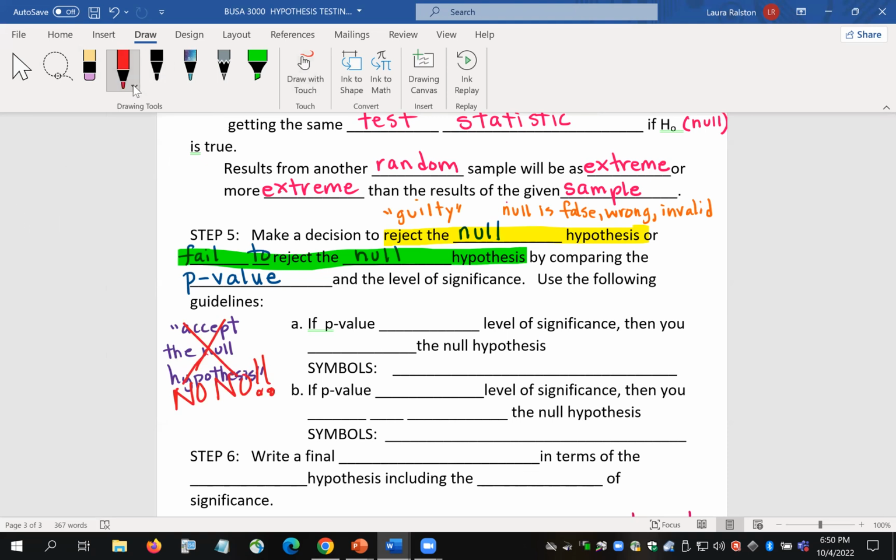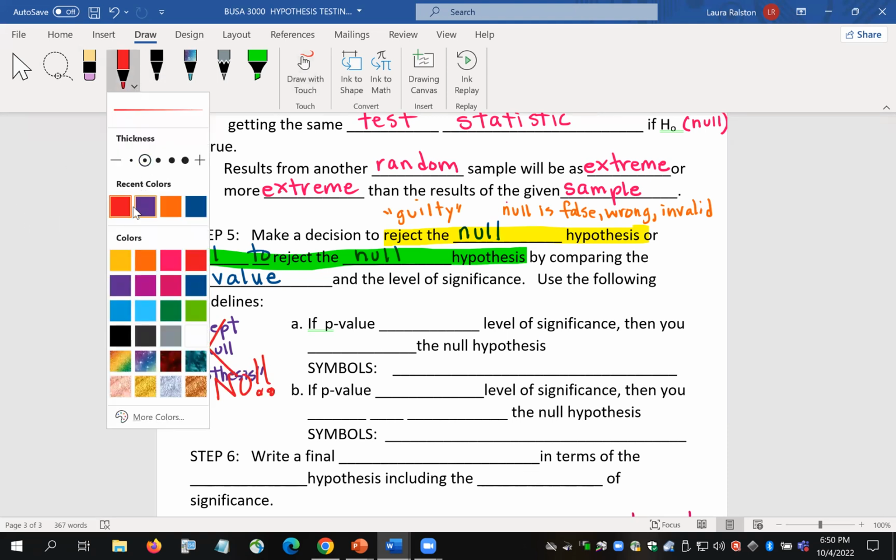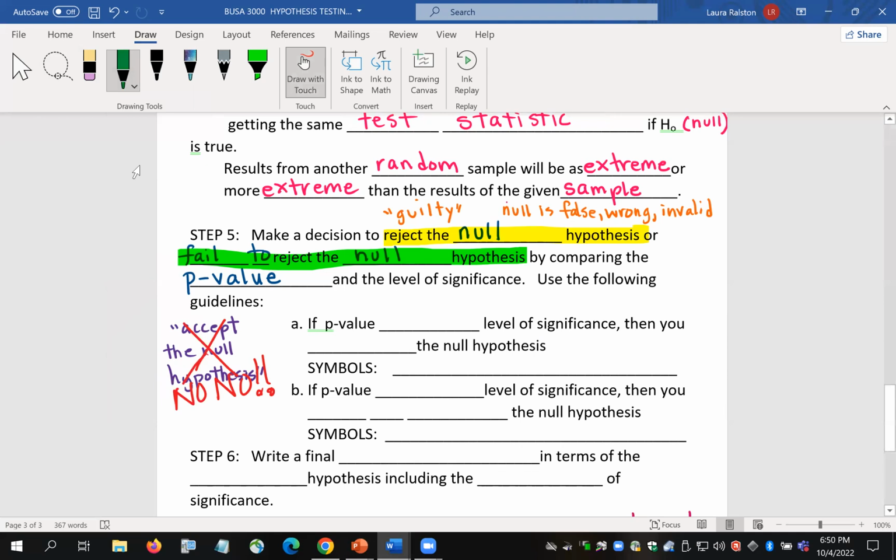Again, the idea here, if you think about it, it makes sense to me. Maybe it wouldn't make sense to you, but failing to reject the null hypothesis is like saying the person is not guilty and our null hypothesis is true, correct, or valid.